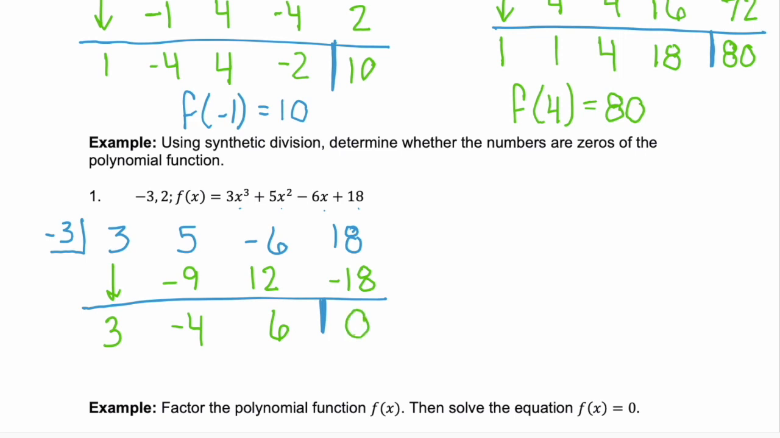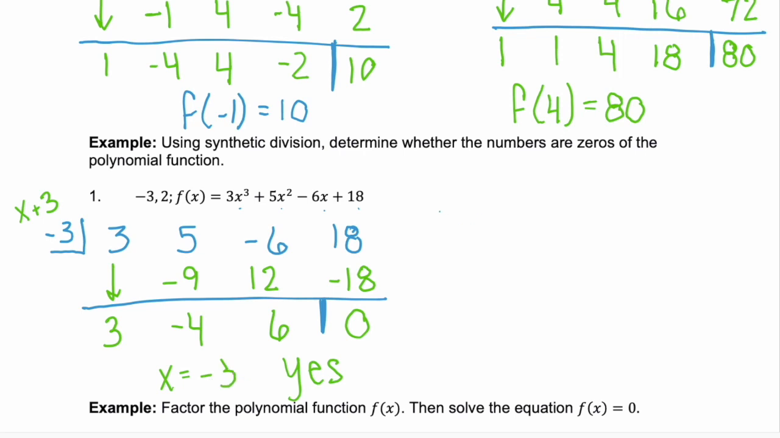Because we got a 0, it means that this -3, which is the same as x plus 3, is in fact a 0. So yes, x equals -3 is a 0.